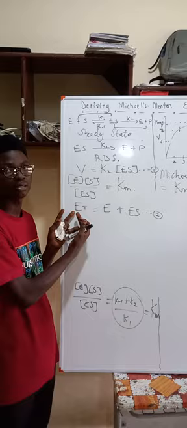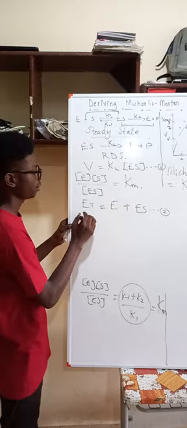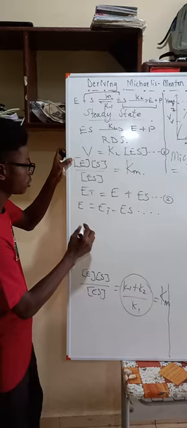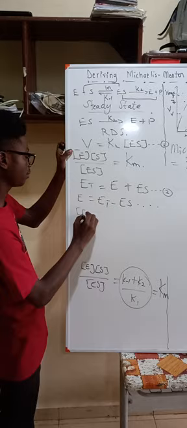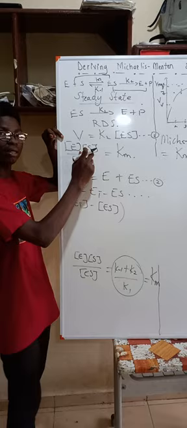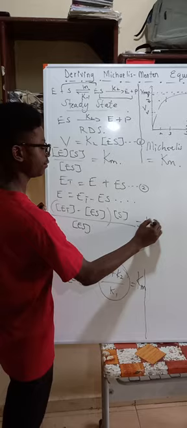Now we are trying to make this the subject so that you substitute it here. Making E the subject, I'm just going to get the total enzyme minus the complex. So we are going to put this equation here. Wherever you see this, we put this there. So we get the concentration of the total enzyme minus the concentration of the complex, all multiplied by the substrate concentration, over the complex, and all this gives you the Michaelis constant.